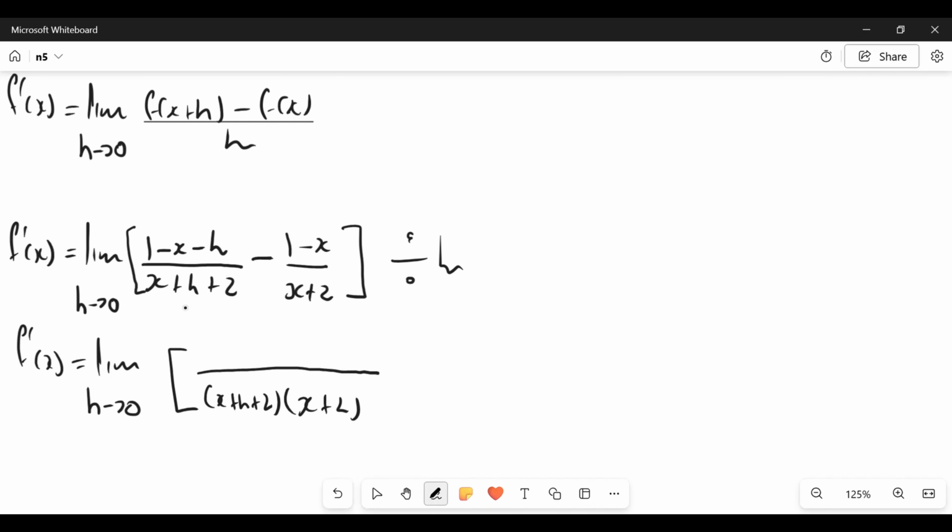What you're going to do here, the next step is you have to divide this here with that. So when you divide that, you'll be left with x plus 2. So this x plus 2 will multiply 1 minus x minus h. So let's do it. So x plus 2 multiplied by 1 minus x minus h. There we go. Close bracket.